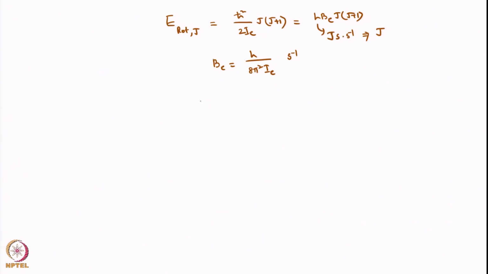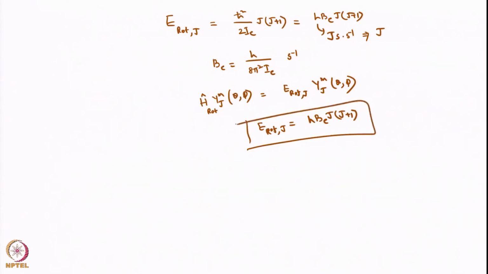So, finally what we have is the following: H rotation acting on Y_jm(theta, phi) is equal to E rotation j times Y_jm(theta, phi), and your E rotation j is given by h B_e j(j+1). So, this is your energy and this is your wave function. Okay.